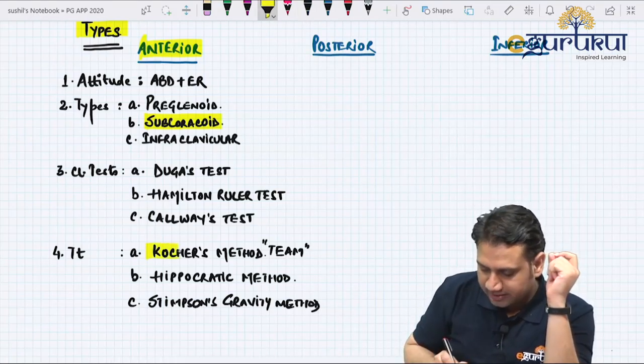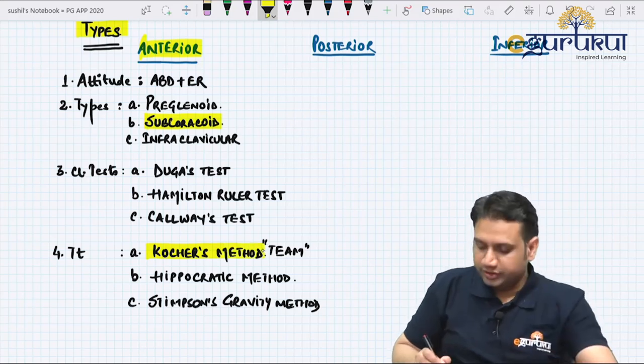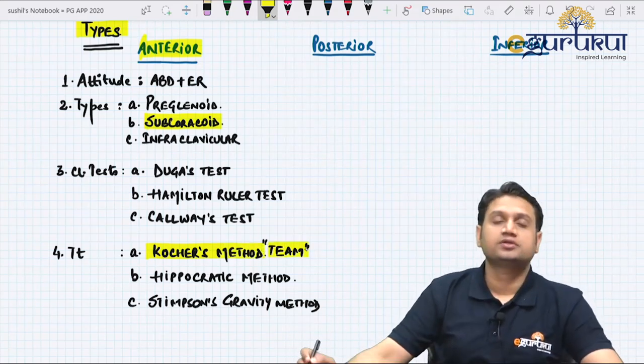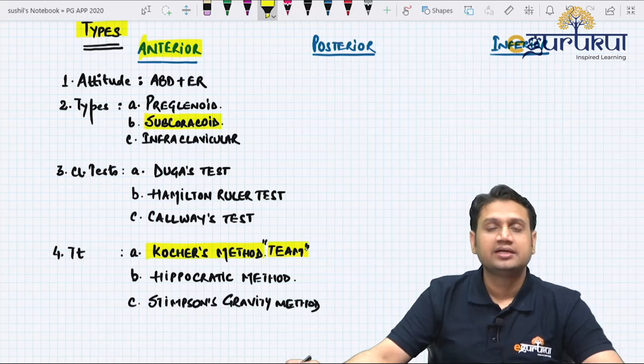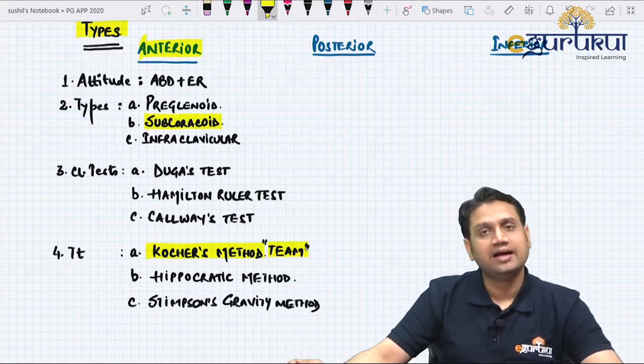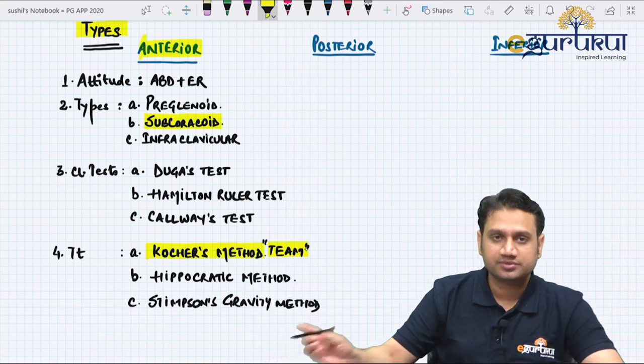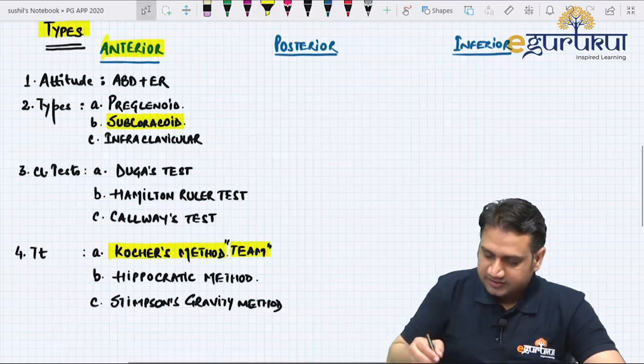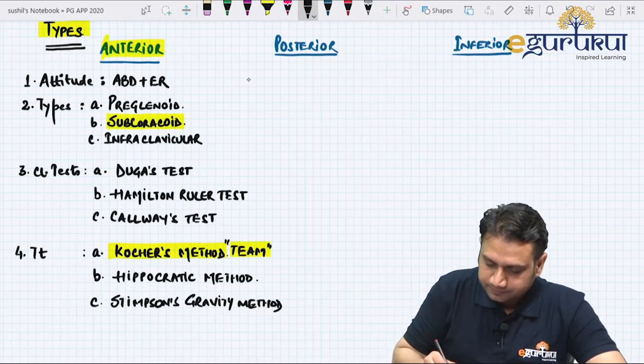Kocher's is the most commonly used method to reduce an anterior dislocation of the shoulder, that is TEAM. Traction, external rotation, adduction and medial rotation, okay? These are the 4 steps, right? Now coming on to the second one, the posterior dislocation of the shoulder.